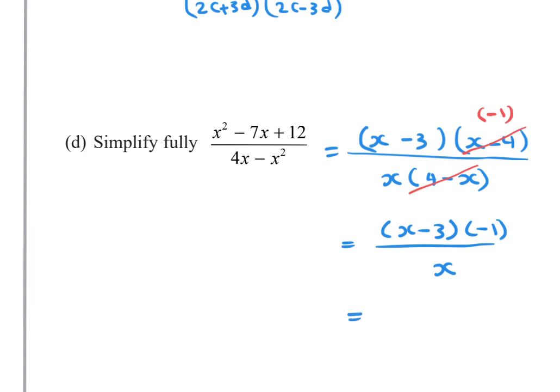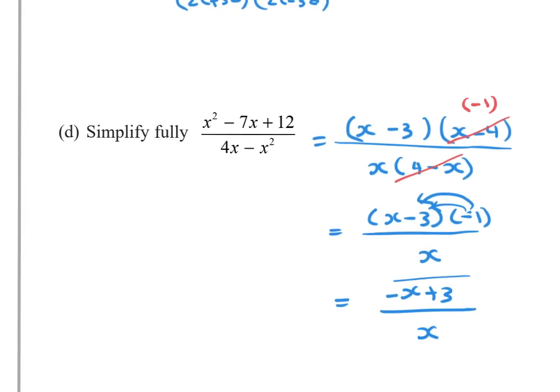So if you multiply negative 1 by this bracket, negative 1 times x, negative 1 multiply negative 3 equals positive 3 over x. So this is the simplest form. Or you can write 3 minus x over x.